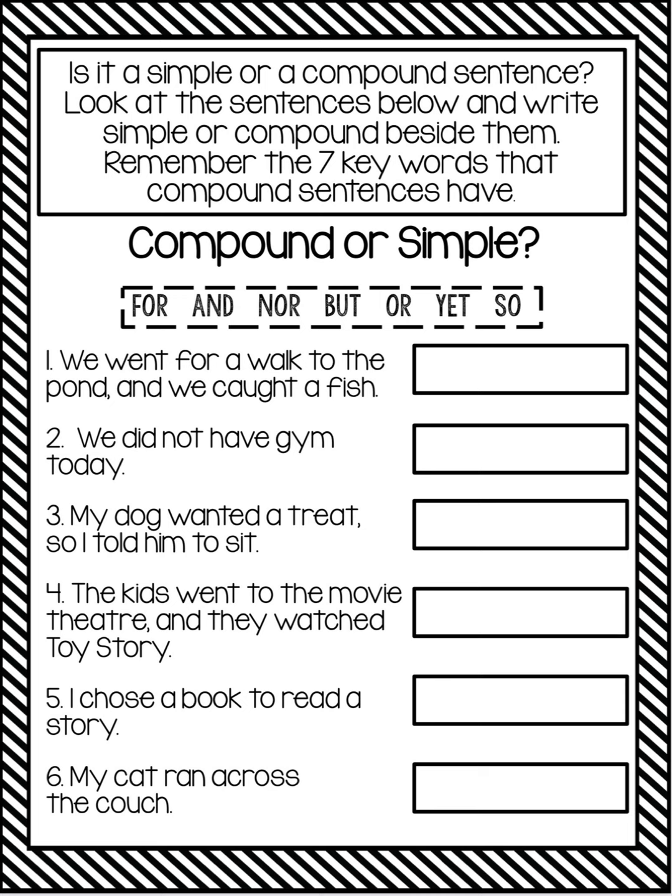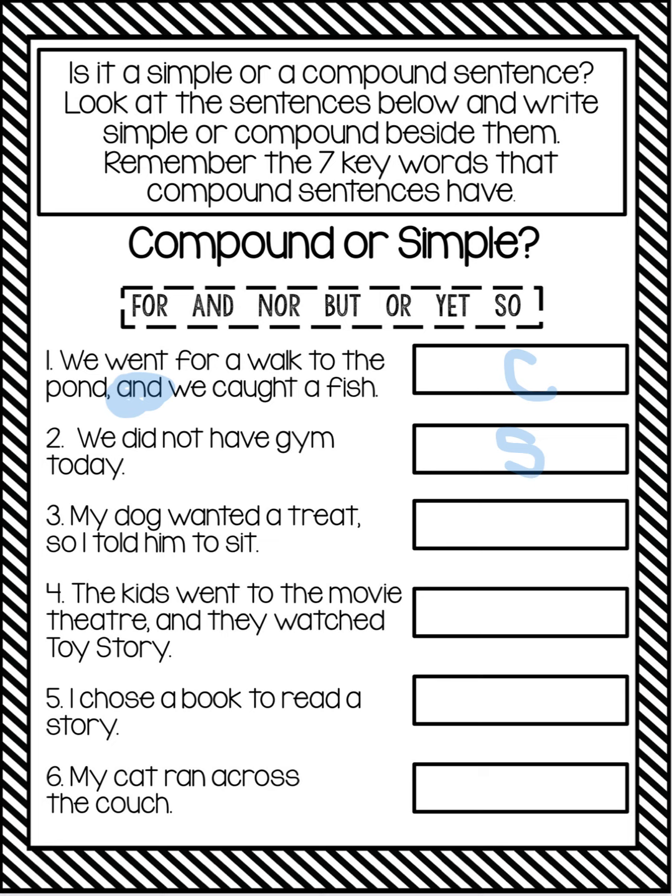We went for a walk to the pond, comma, and we caught a fish. Well, I see comma and, so I know this one's going to be compound. Number 2, we did not have gym today. I don't see a comma or an and, so I know it's simple.